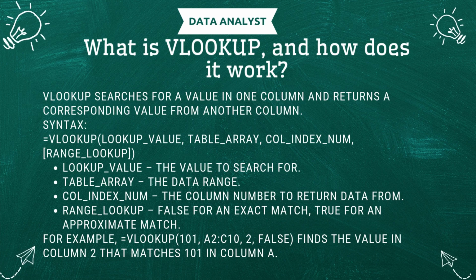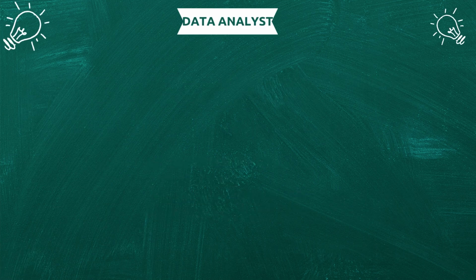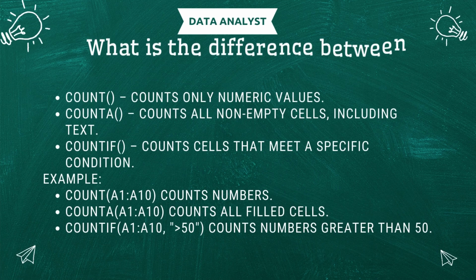col_index_num: the column number to return data from. range_lookup: FALSE for an exact match, TRUE for an approximate match. For example, =VLOOKUP(101, A2:C10, 2, FALSE) finds the value in column 2 that matches 101 in column A. What is the difference between COUNT, COUNTA, and COUNTIF?